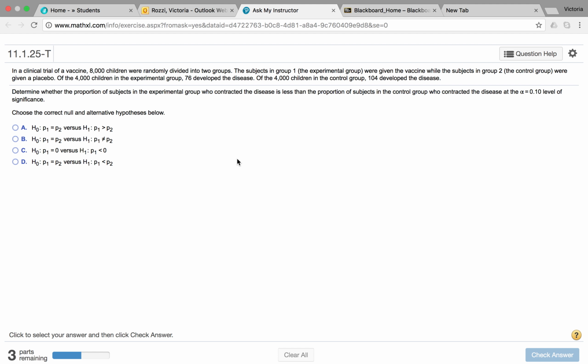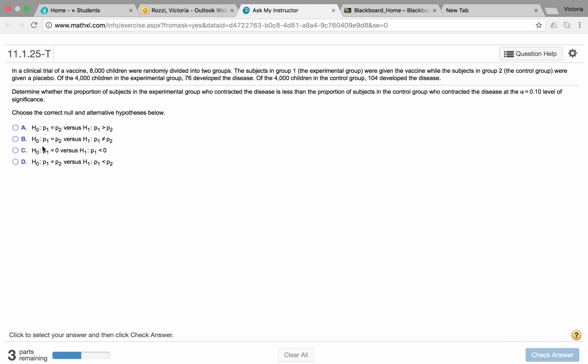So first of all, when picking the correct null and alternative hypothesis for this one, this is kind of tough because they haven't really told you in specific words what they want the alternative hypothesis to be. The null is always going to be the equal, that the two proportions are equal. However, in this one, we know that we have a clinical trial of a vaccine. So considering we more than likely would like the vaccine to work, we're supposing that the alternative hypothesis is that the incidences of children developing the disease that have the vaccine should be lower.